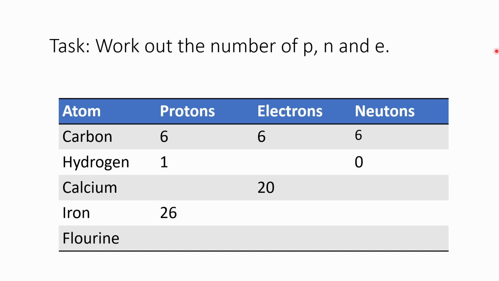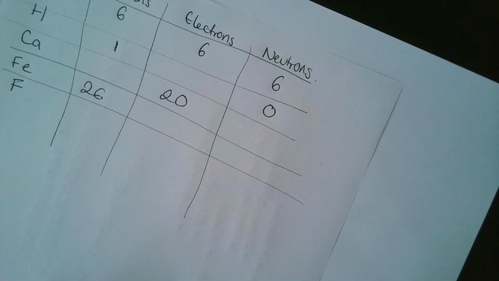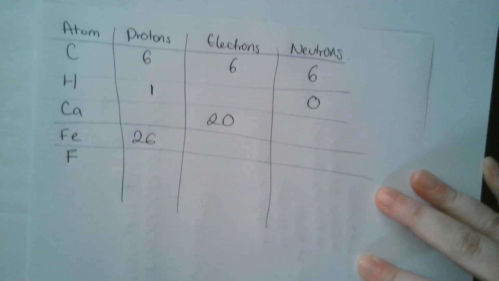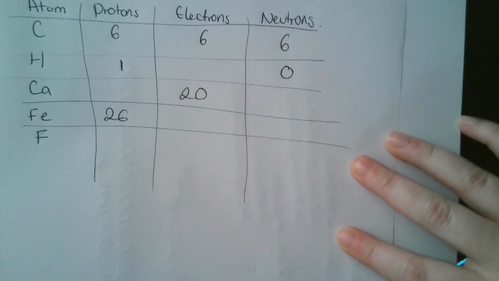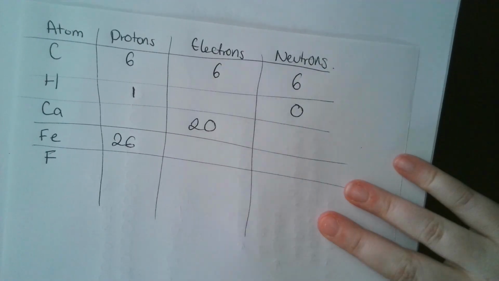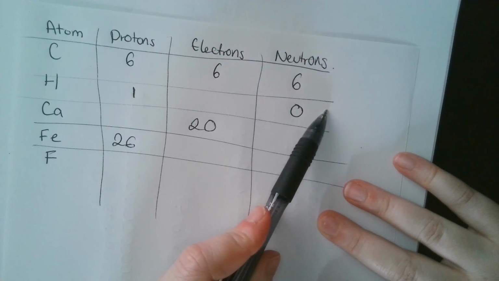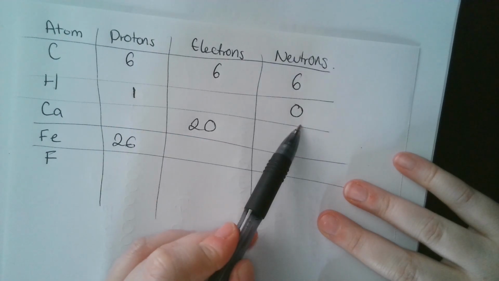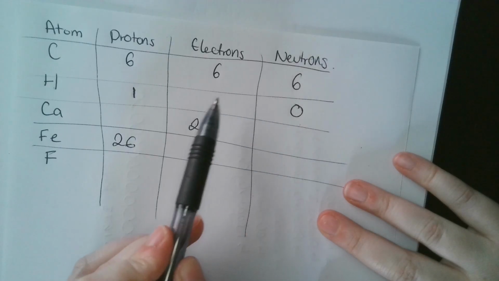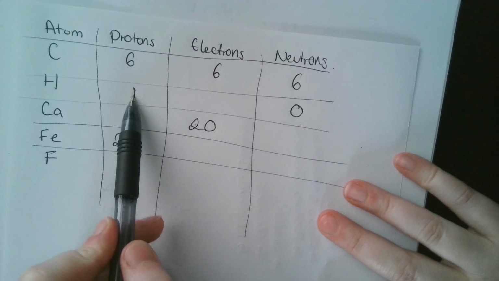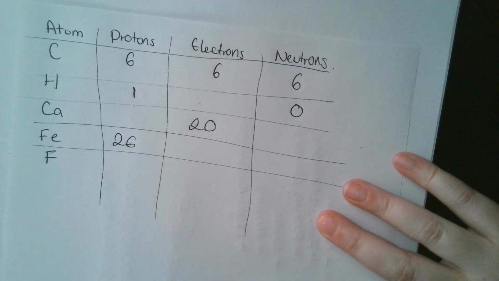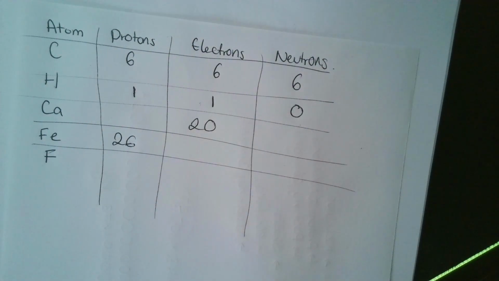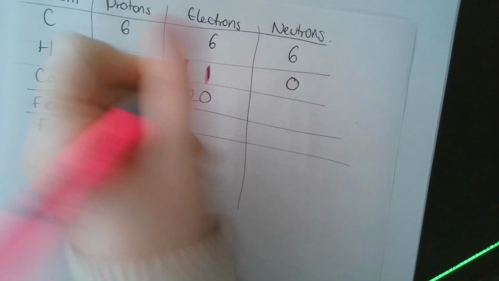Okay, let's go through the answers. So the first row is done for us, which is carbon. Then we have hydrogen, so it's already told us that it has 1 proton and it has 0 neutrons. Well, in an atom, the number of protons must equal the number of electrons, so the answer to that one is 1. In fact, I might do it in a different colour.